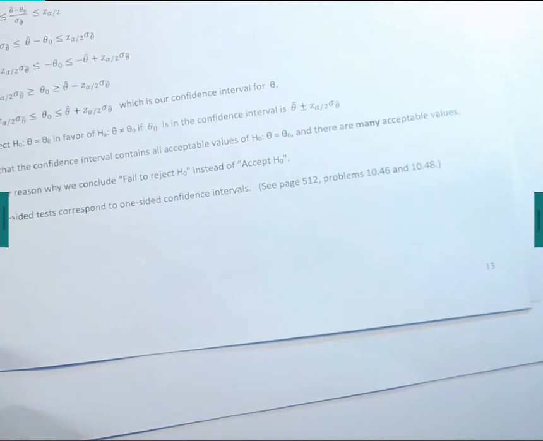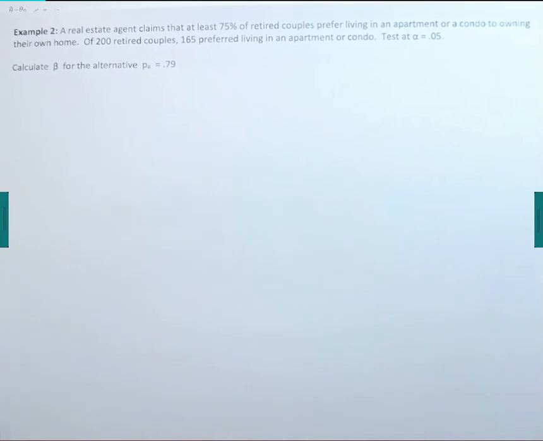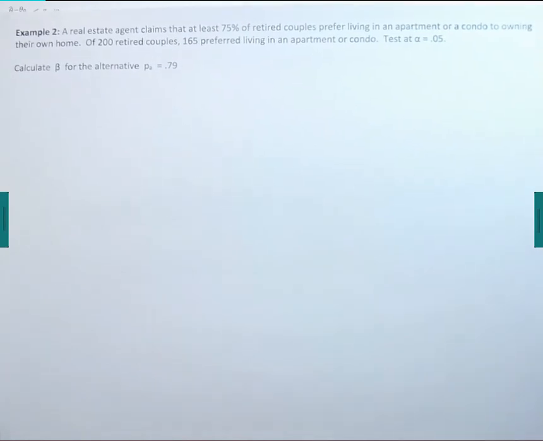All right. We've got another example here. This is on page 11. Page 11 reads, a real estate agent claims that at least 75% of retired couples prefer living in an apartment or a condo to owning their own home. Of 200 retired couples, 165 preferred living in an apartment or condo. And so we're going to calculate beta for the alternative of 0.79.